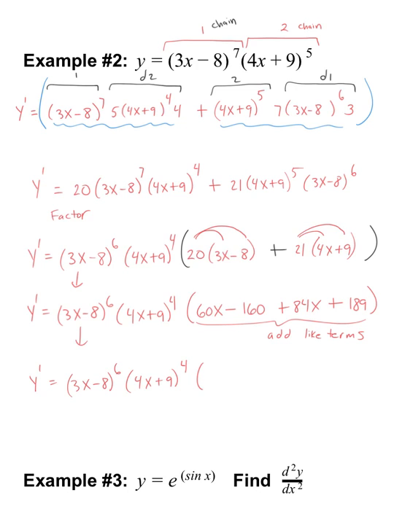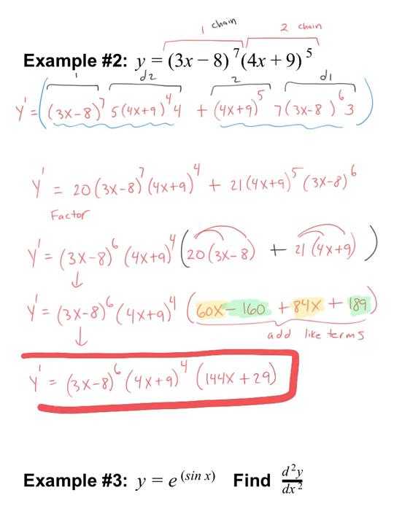All right, over here, we've got a 60x and an 84x. That gives us 144x. And then if we add the other two terms that are alike, we have a negative 160 and a positive 189. That's going to give us a positive 29, yes. Okay, so there you have it. There is our final best full credit answer.